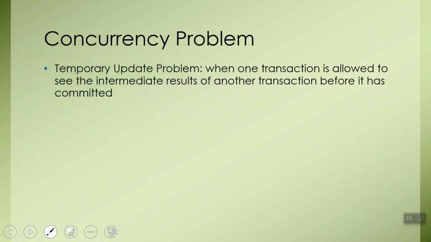To summarize, temporary update problem or dirty read problem happens when one transaction is allowed to see the intermediate results of another transaction before it has committed.